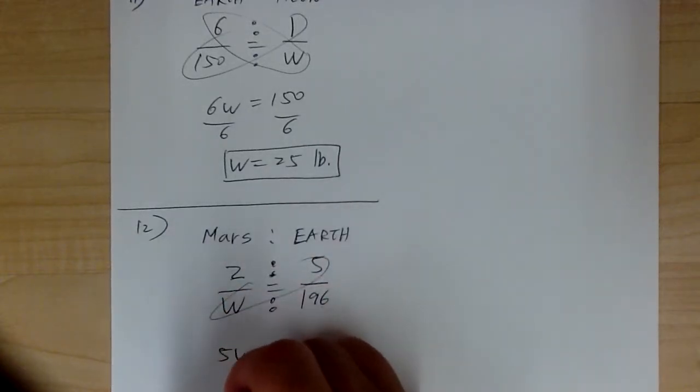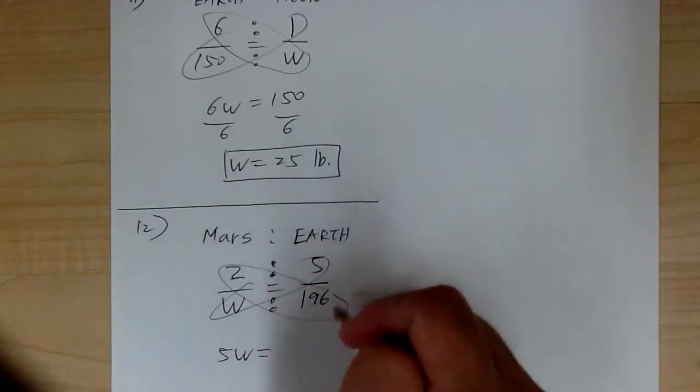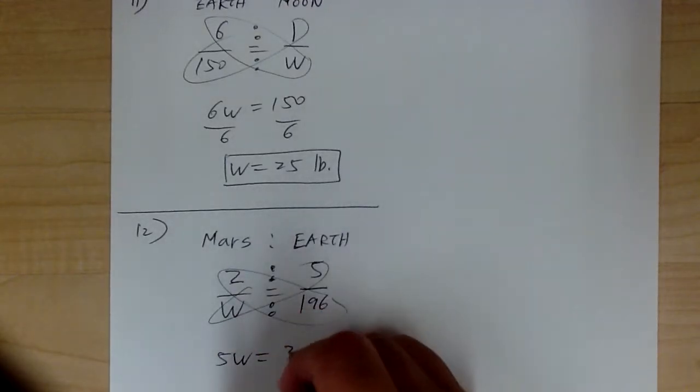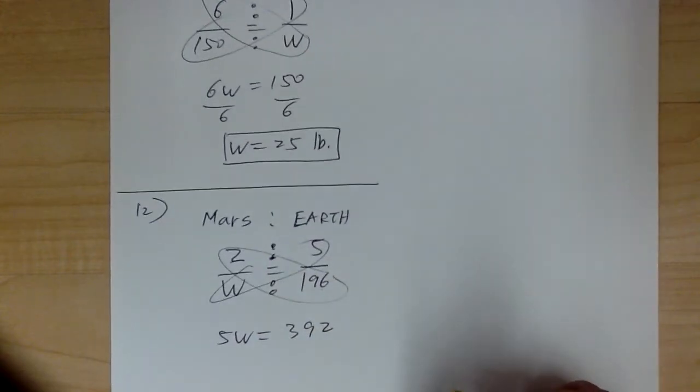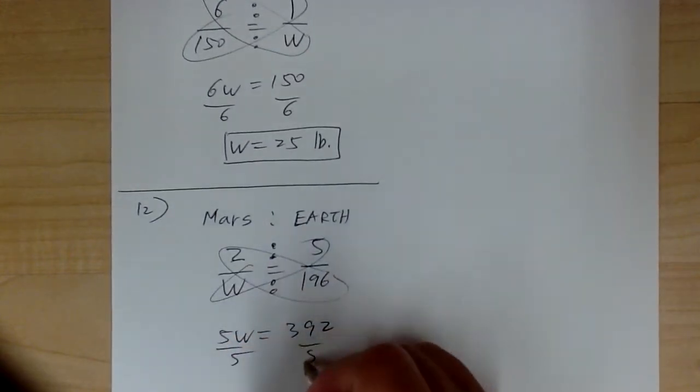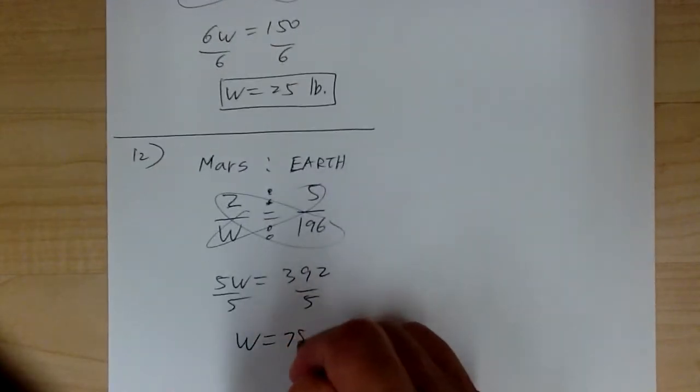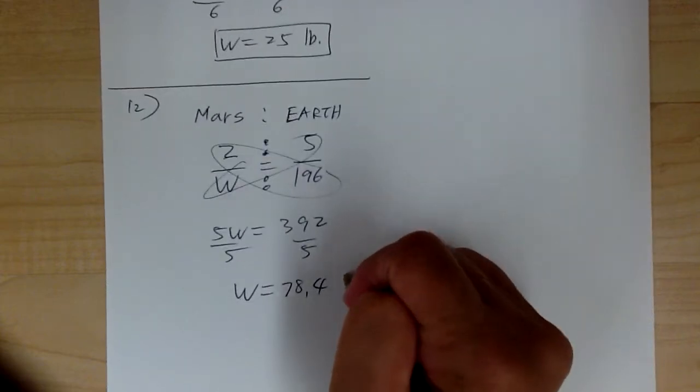So you've got 5W equal to, get your calculator, 2 times 196, so you get 392. Then you divide by 5, and you're going to get 78.4 pounds.